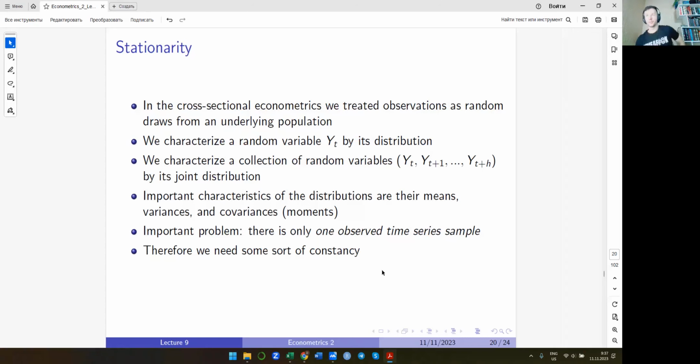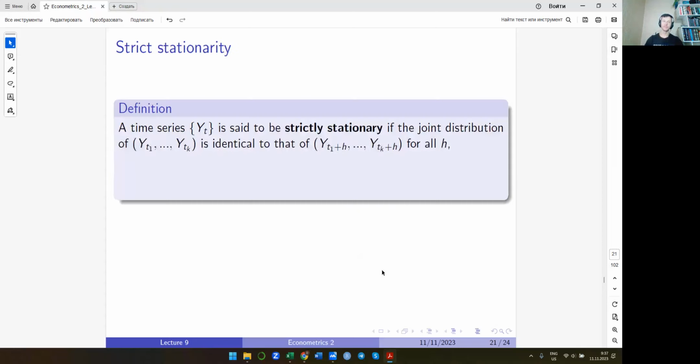How can we overcome this problem? We want to introduce some concept of constancy, or normality, not in the sense of normal distribution. The most commonly assumed sort of constancy is stationarity. So why do we need stationarity? In order to overcome the problem of one observation for the whole series. We call a time series strictly stationary. This is usually a theoretical concept, which can never be tested in reality.